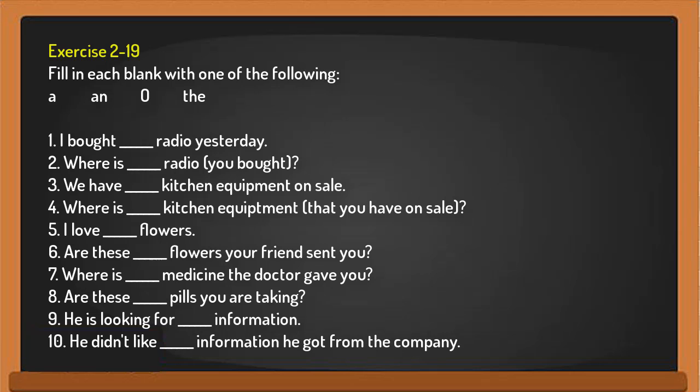Okay, now let's go to exercise 219. Before 218, you just fill with a, an, and 0. But now, for exercise 219, you fill each blank with a, an, 0, which means no article, or the. For example, here on number 1, I bought blank radio yesterday. So this is the first time that the radio is mentioned. So which one are you going to use? And number 2, where is blank radio you bought? Now, this radio is already mentioned before. Which one? The one that you bought. So you know what to do. I'm going to let you do this exercise 1 until 10, and after that you can look for the answers in the description.